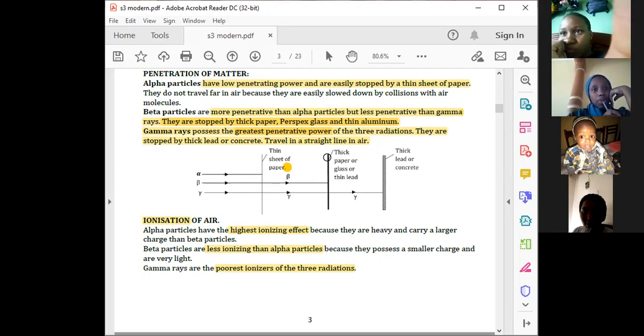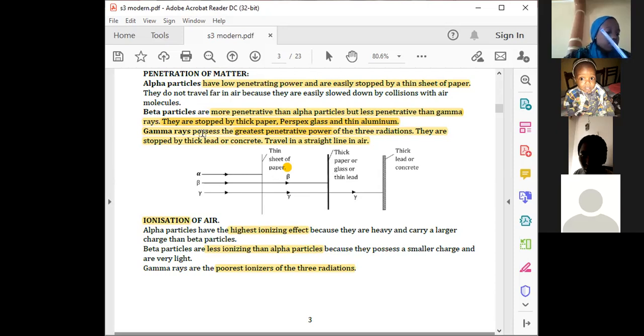Meaning they can easily pass through aluminium. An example of aluminium are those iron sheets that we always use at home. Beta particles cannot pass through the iron sheet because they are made of aluminium. And they can pass through your paper. Is it okay? So that is more of penetration. And that is another difference apart from the other three in the table.